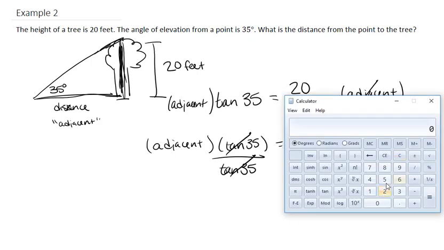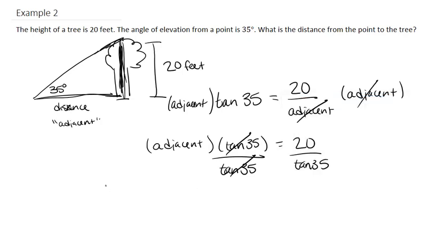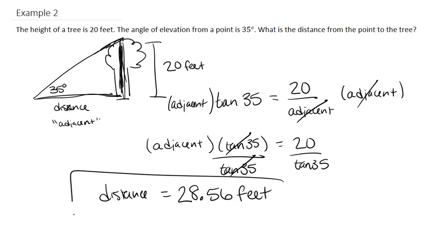So we take 20, and we're going to go ahead and divide it by the tangent of 35. So we put in 35 first, then we take the tangent of that, which the tangent of 35 is 0.70. Then we put equals, and that would be equal to 28.56. So the distance is 28.56 feet. And that would be our solution to this problem.